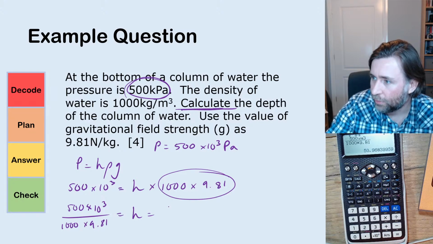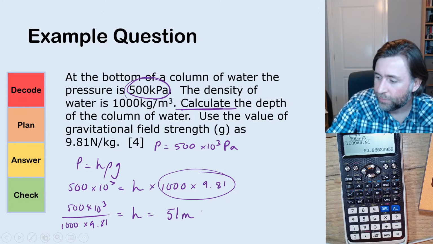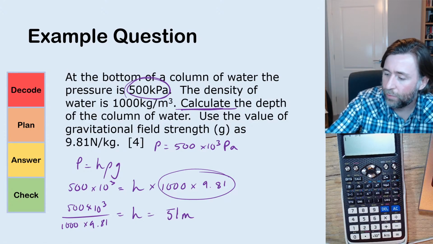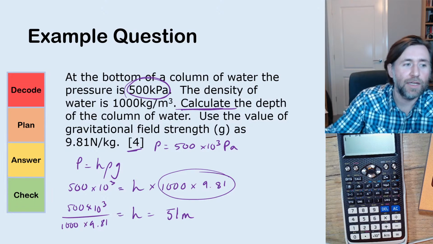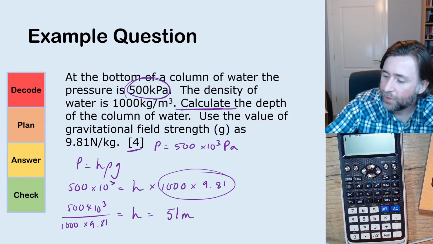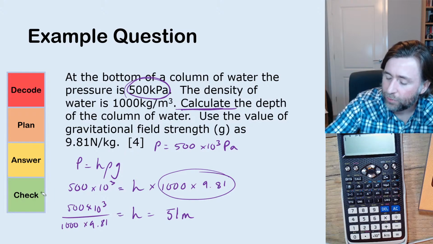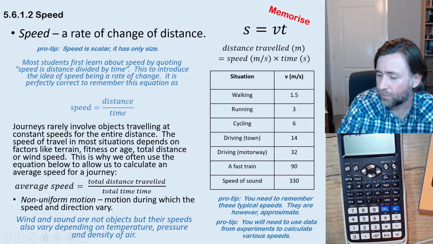Okay, it's 50.9 and so on. We can round to 2 sig figs unless it tells us something different. It's 51 meters. So why is that worth 4 marks? Because there's a conversion and there's a rearranging. Hopefully that's a very useful thing for you to do, especially when you're checking your answers. Is this really done enough for these marks?